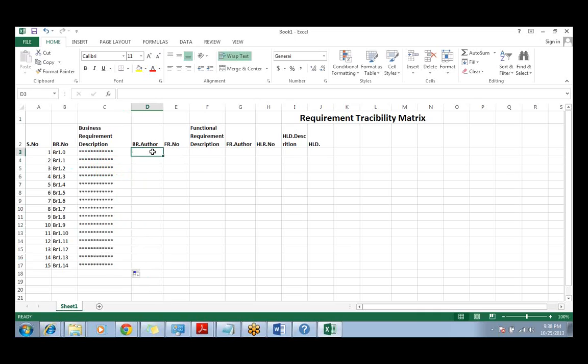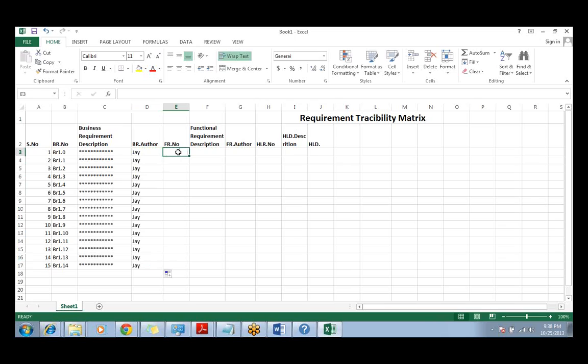Who wants to be the author? Who will be the author from our class? Today the credit goes to, okay, J is our author for the business requirement, okay?